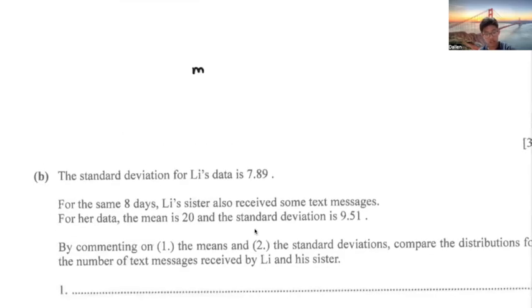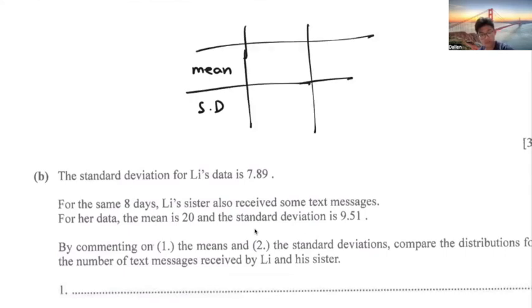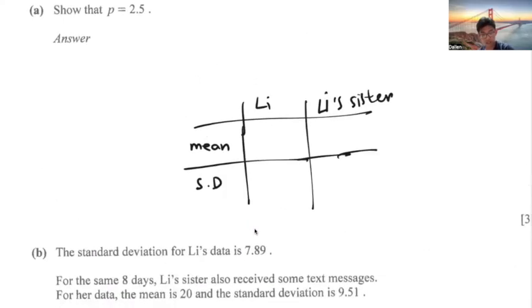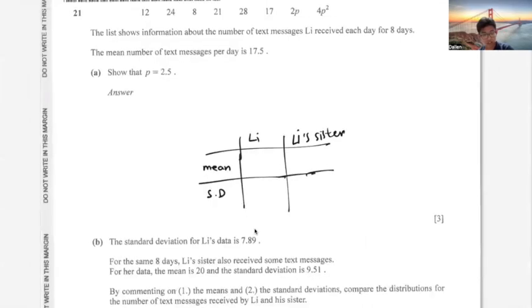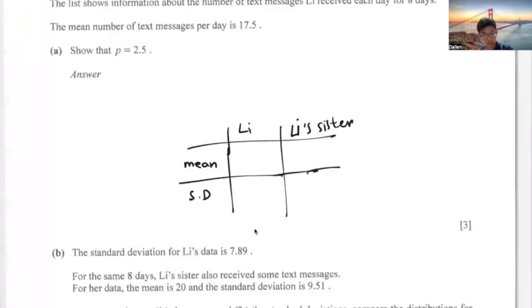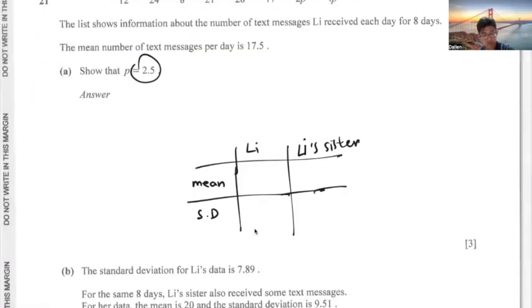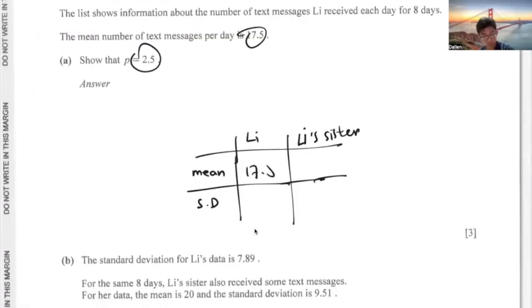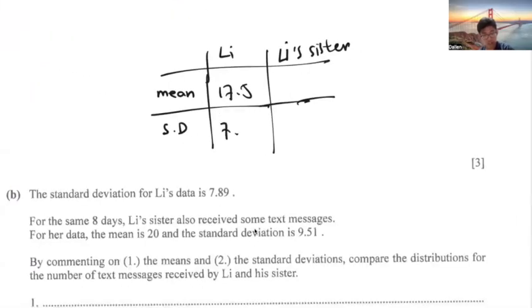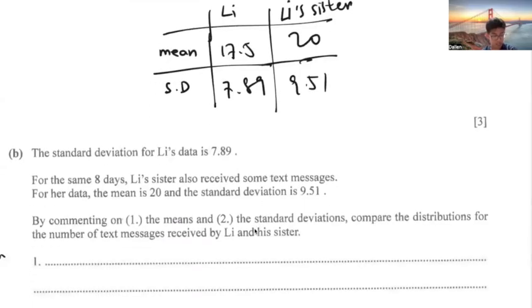So it's nice to put in one table. Okay, so maybe like that. This is Lee and this is Lee's sister. Lee has a mean of 17.5. Standard deviation is 7.89. Lee's sister has 9.51 and 20. Okay, so let's comment on the mean first, right?